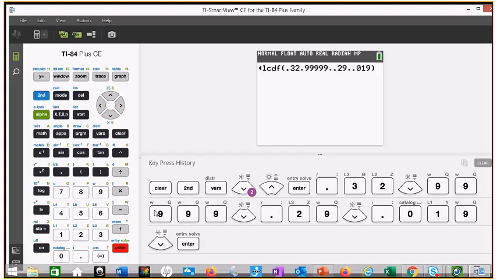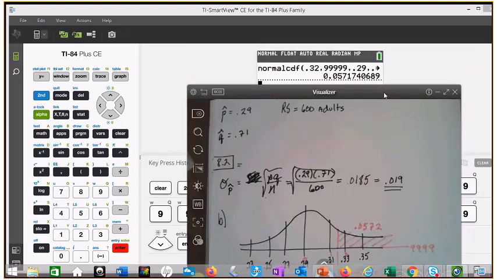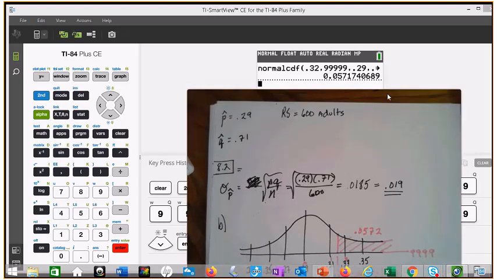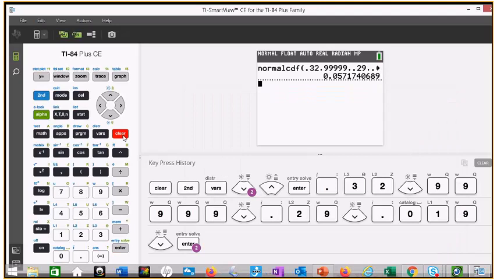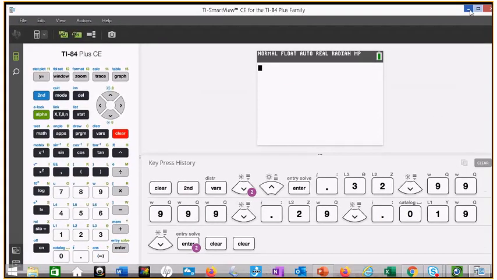And I've got 0.0572. Now, if you have an older calculator, I'm trying to get all this in one. Move it down just a little bit more. There we go. It's not going to let me do that. Hold on a second.